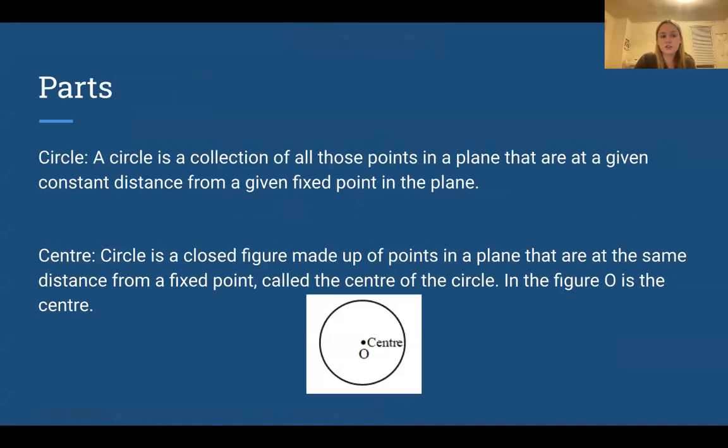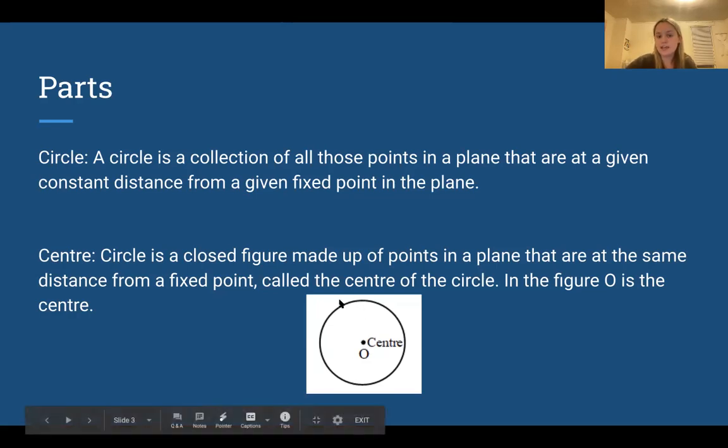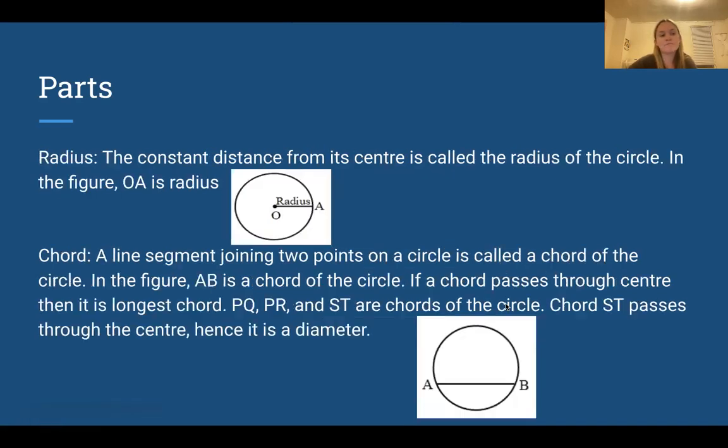Just a couple parts of a circle. A circle is a collection of all those points in a plane that are at a given constant distance from a fixed point. So there's a center of the circle. The circle is a closed figure made up of points in a plane that are at the same distance from a fixed point called the center. So every point along the edge here is the same distance from the center.